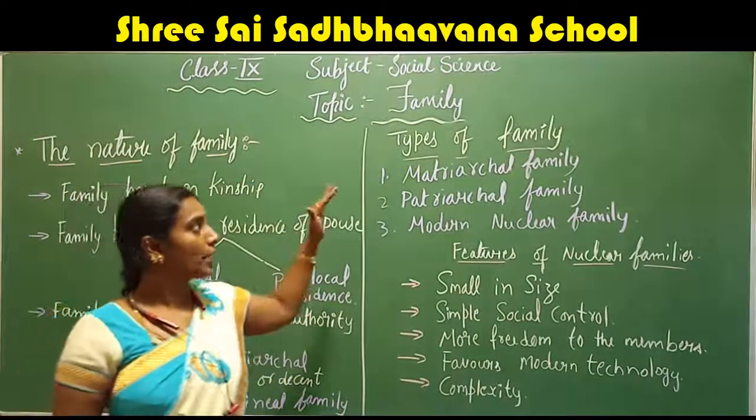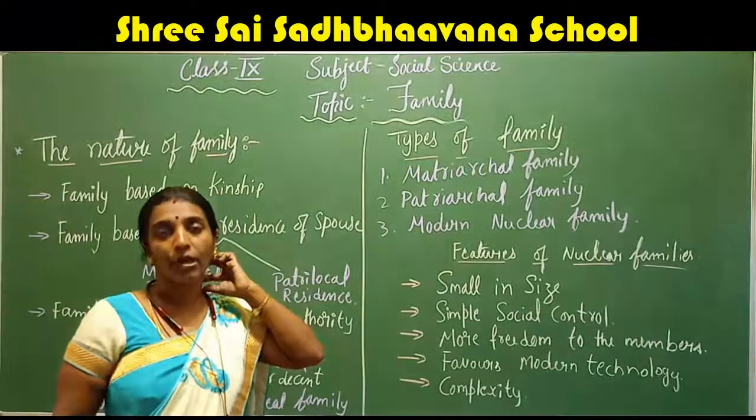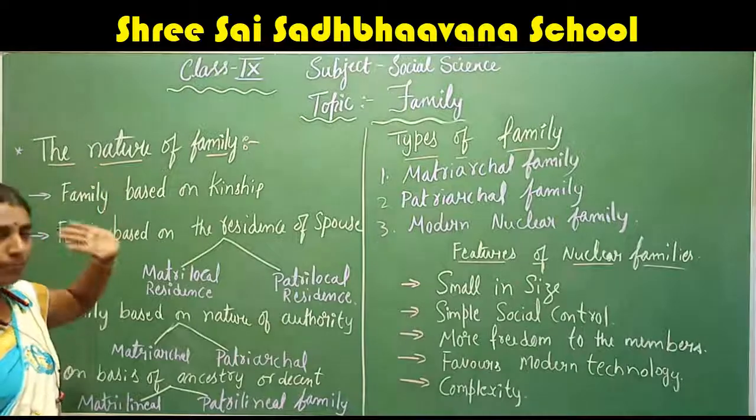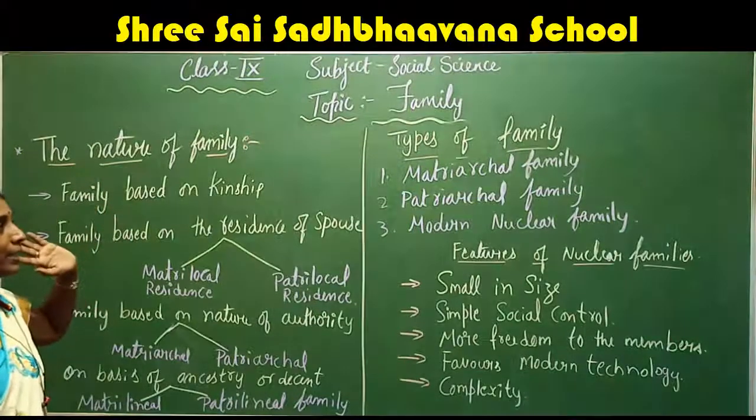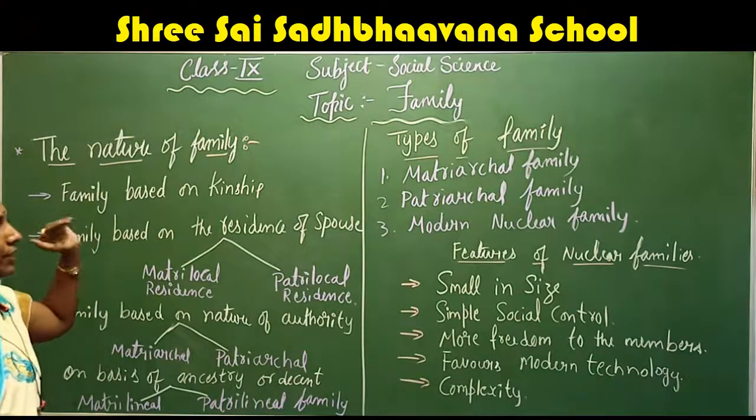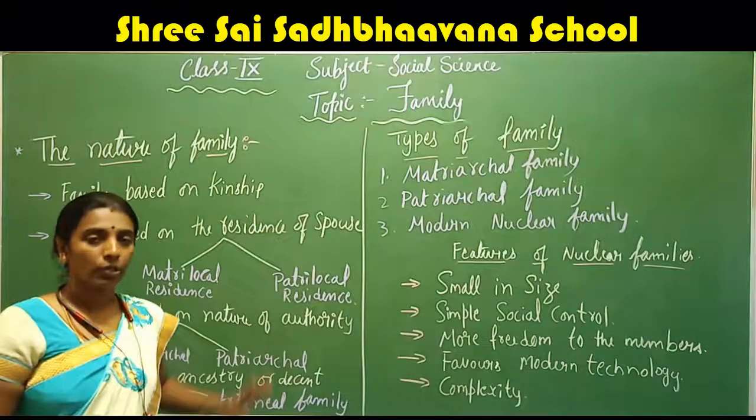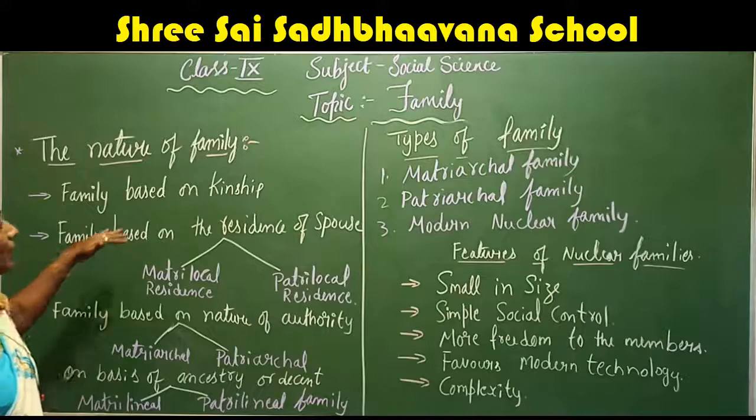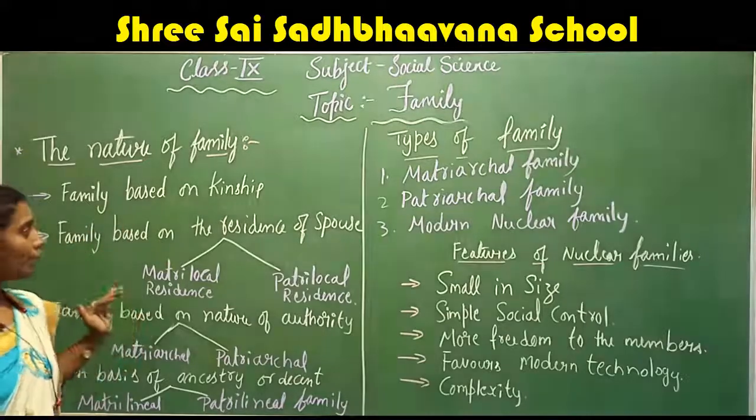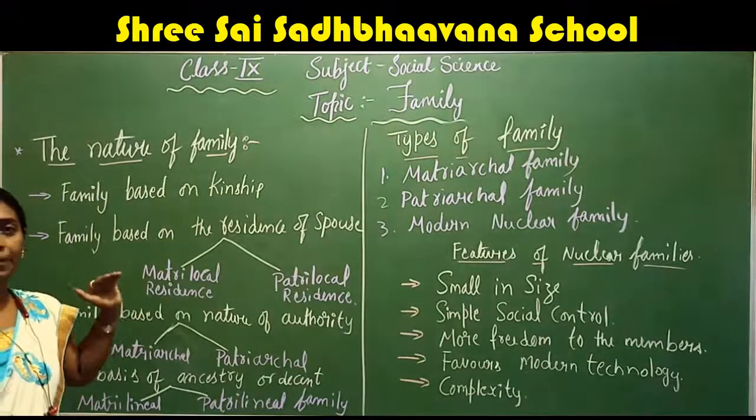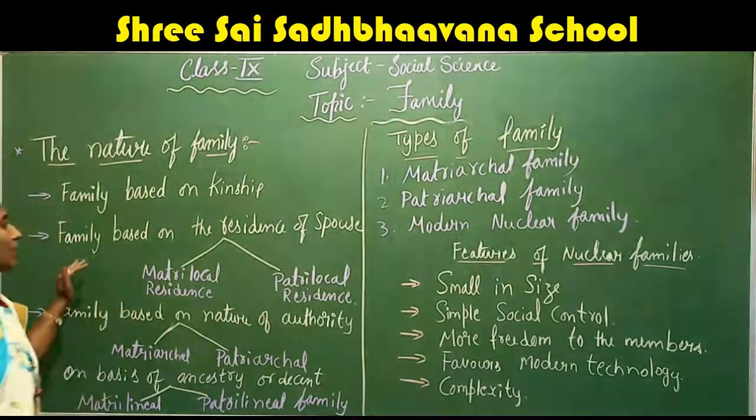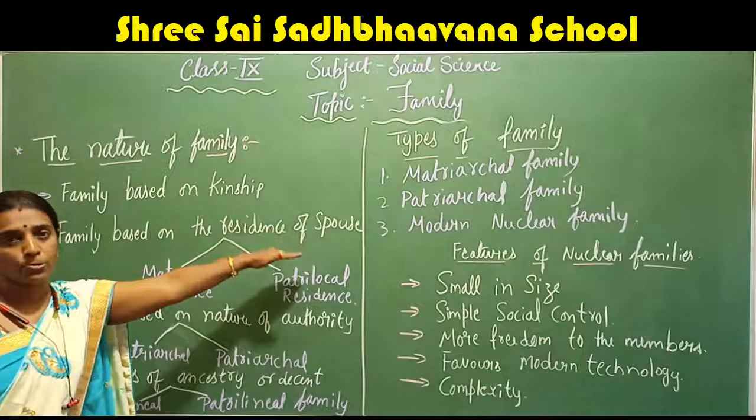See how the types of family have been discussed or mentioned here on the basis of its nature. On the basis of the nature of the family, it is divided into three. We'll continue to study what the nature is first. Nature: family based on kinship. I said the family which is based on kinship, that is blood relations. Okay, family based on the residence of spouse.